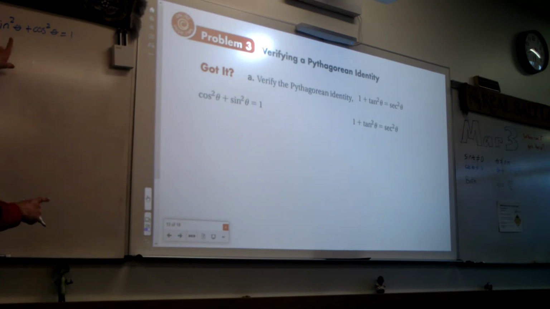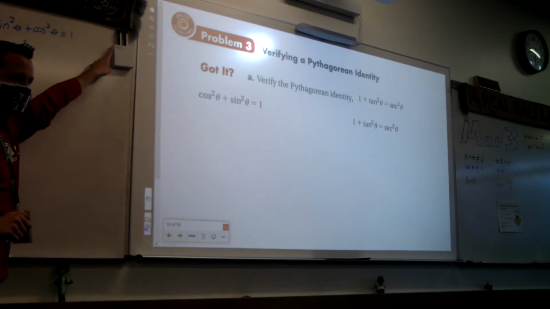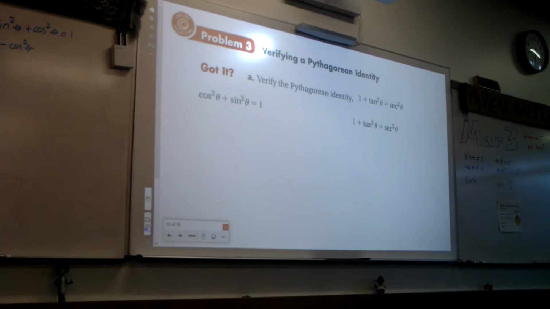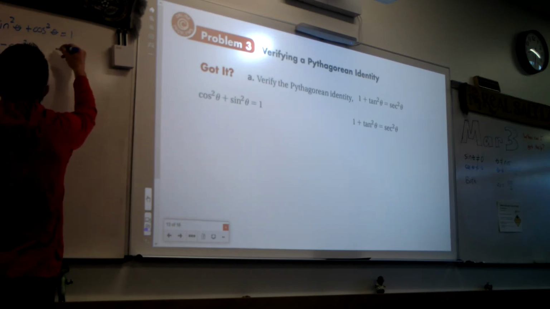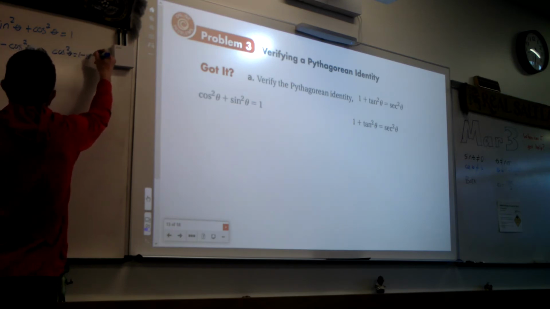Two alternate forms of this, if I just subtract the cosine squared over, is I might see sine squared is equal to 1 minus cosine squared of theta. If I just subtract that over, right? So that means if you see 1 minus cosine squared, what can you replace it with? Sine squared, right? That's an alternate form we're going to use. Similarly, if we subtract over sine squared, we're going to get cosine squared is 1 minus sine squared.